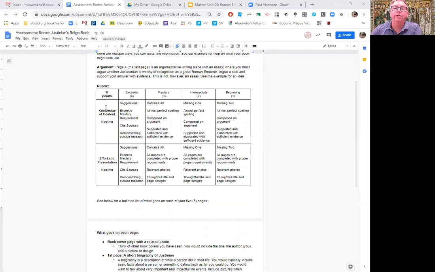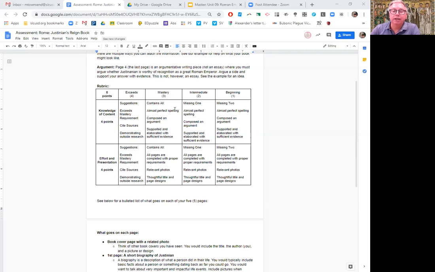You're going to be graded in 2 categories: your knowledge of the content, so what you know about Justinian and his reign, and then the effort and presentation you put into the Canva itself. So we always like to go to mastery. This is worth a total of 8 points, but to get a 3 in knowledge and content, you have almost perfect spelling. You composed an argument on the last page, and your book is supported and elaborated with sufficient evidence. Ideas for getting a 4 on the knowledge and content category are maybe you cite your sources, you demonstrate outside research, or perhaps you have your own idea, in which case we'd love to see that or hear it.